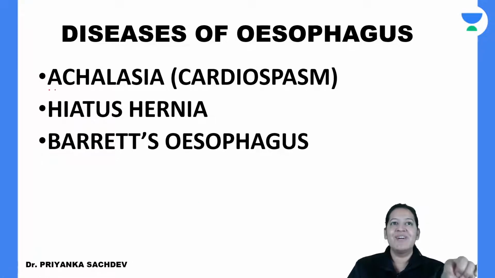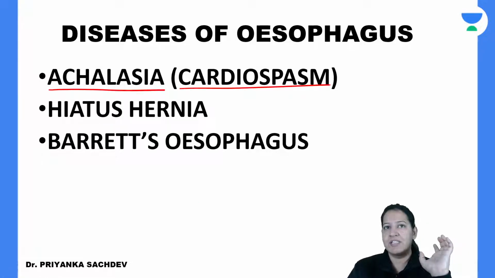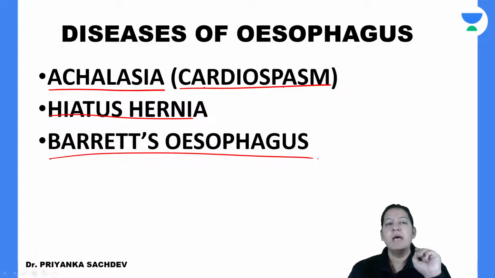What is achalasia? Also known as cardiospasm. Now cardiospasm is a misnomer; it has nothing to do with the heart. So achalasia or cardiospasm is the first disease. Second is hiatus hernia. Third is Barrett esophagus. So these 3 diseases are important from the pathology point of view from the esophagus.